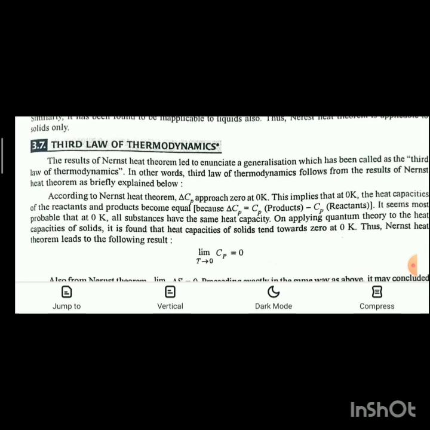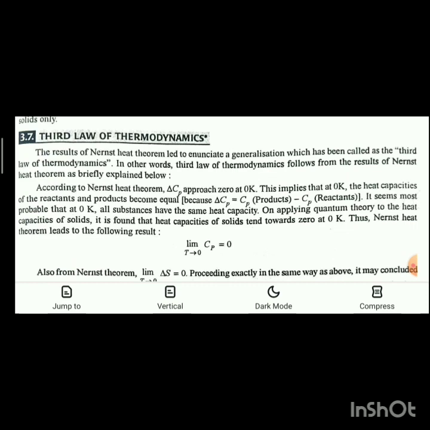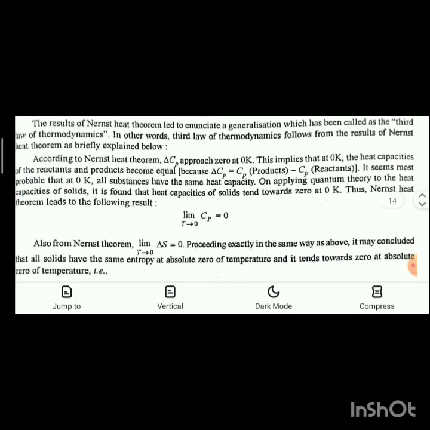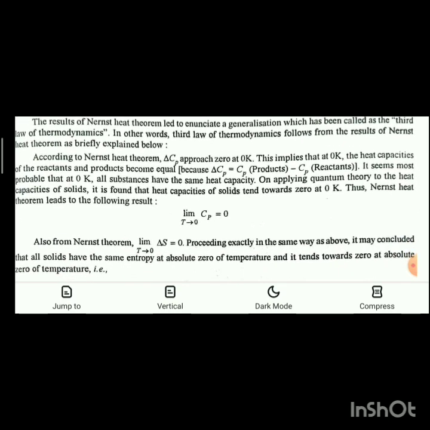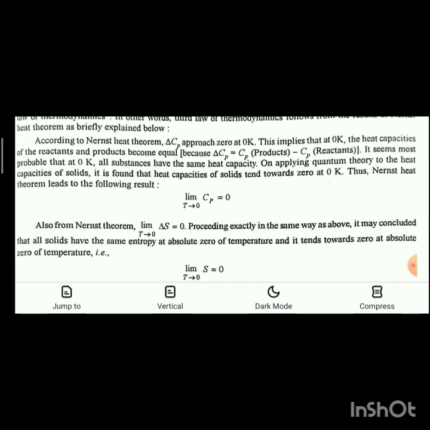Third law of thermodynamics. The result of Nernst heat theorem led to a generalization which has been called the third law of thermodynamics. In other words, the third law follows from the result of Nernst heat theorem as briefly explained below. According to Nernst heat theorem, ΔCp approaches 0 at 0 Kelvin. This implies that at 0 Kelvin the heat capacity of reactant and product become equal. It seems most probable that at 0 Kelvin all substances have the same heat capacity.